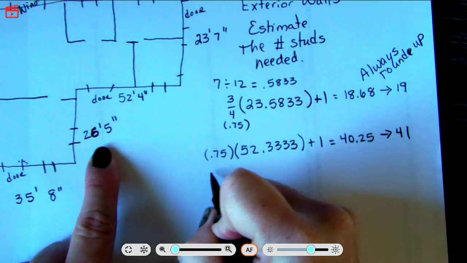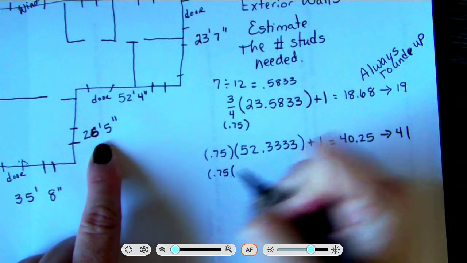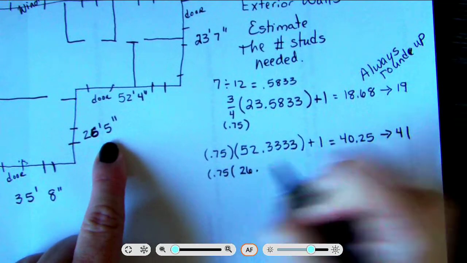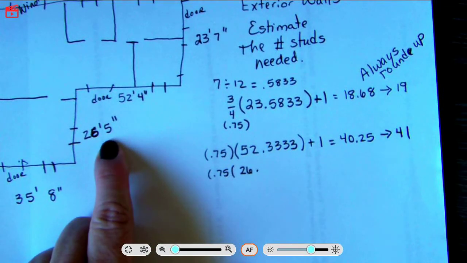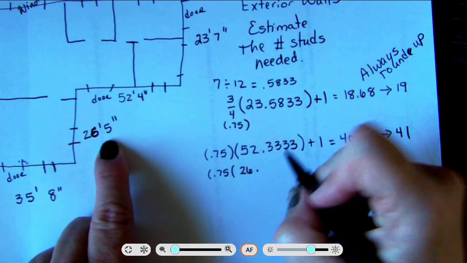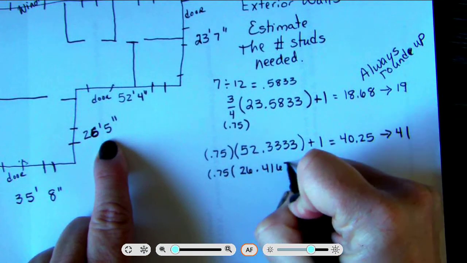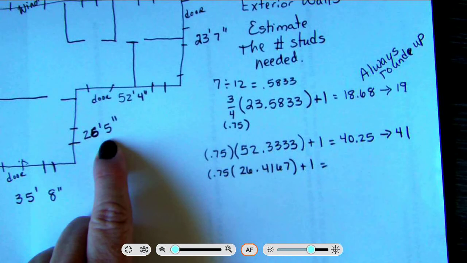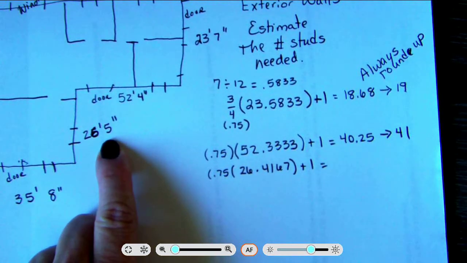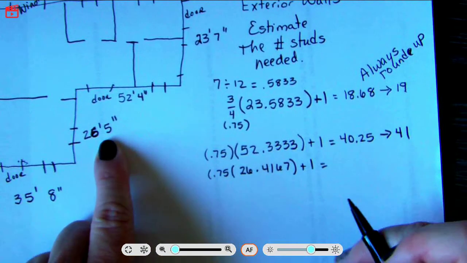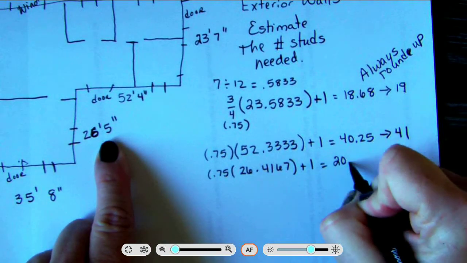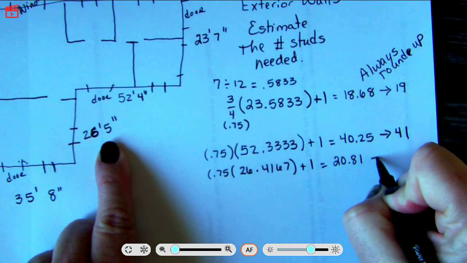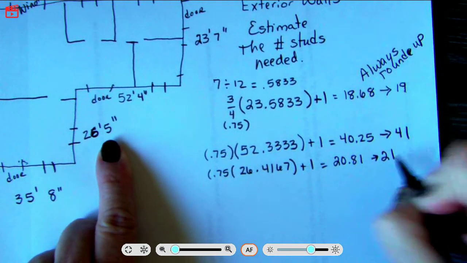Moving to the next one, 0.75 times my 26.5 divided by 12, 0.4167 if I round. Multiply it by the 0.75, add my 1, and I get 20.81, which we would round up to 21.